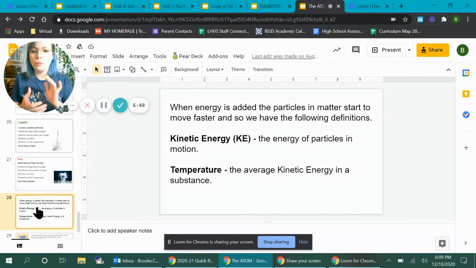Okay, so when we're adding energy or adding temperature to a state of matter, it's going to change phases. The higher the temperature it has, the more kinetic energy it has, and therefore the more movement of particles. And so we get closer to gases as we add kinetic energy from solid to gas.